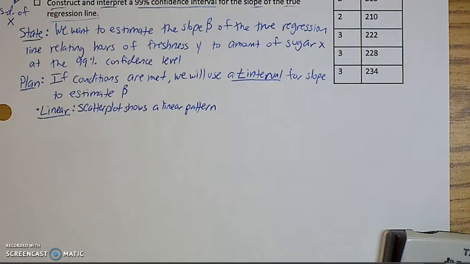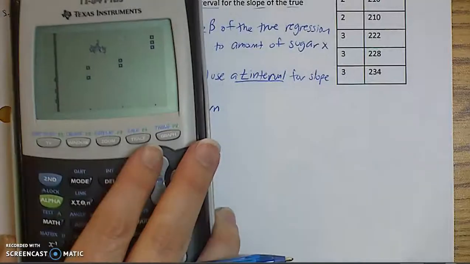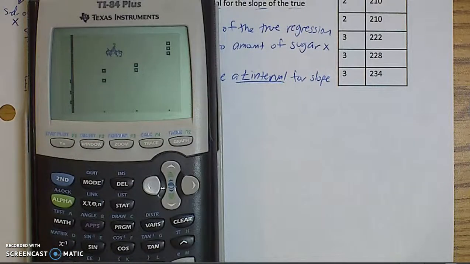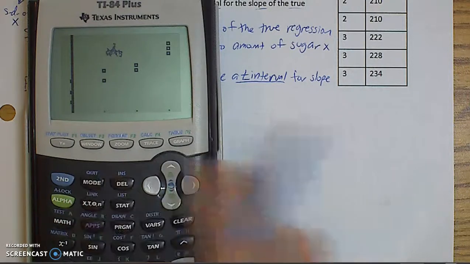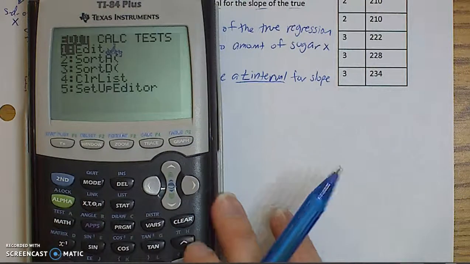I also want to do the residual graph, just so you can see what that interpretation would look like, because if they didn't give you the scatter plot and they only gave you the residual plot, you'd have to talk about that. So to get your residuals, you have to go back to your lists.